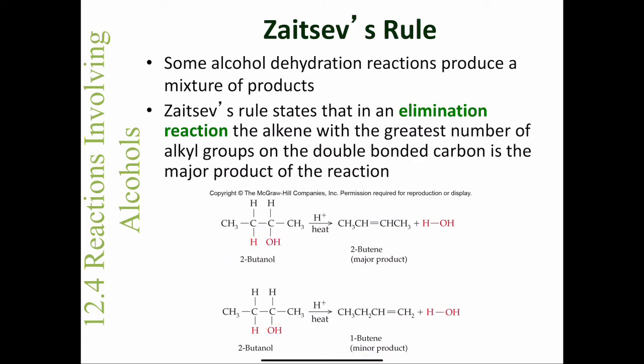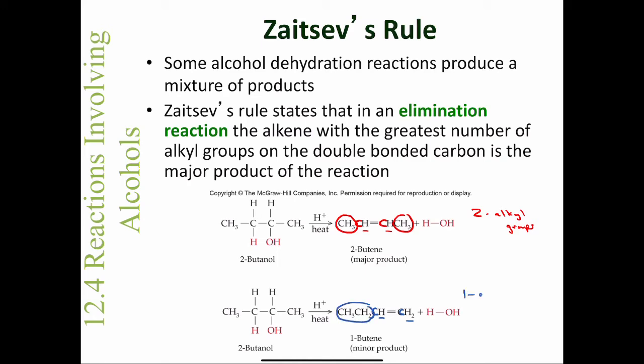Now we examine the products. If I look at the carbons involved in the double bond in 2-butene, you can see that overall there are two alkyl groups attached to both of those carbons, right? There's a methyl group on each one, and they both have a proton. So that's a total of two alkyl groups. When I look at the carbons involved in the double bond in 1-butene, you can see that I have 1, 2, 3 hydrogens and only one alkyl group.